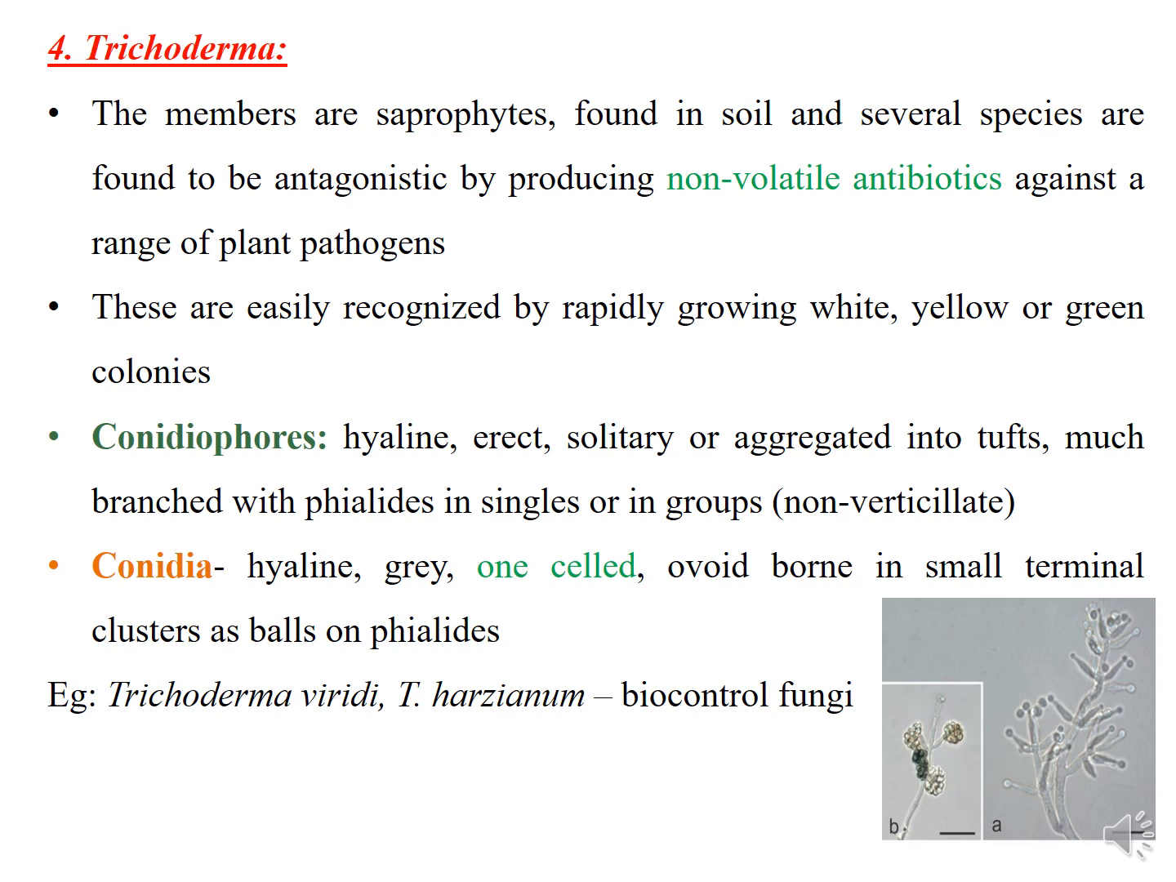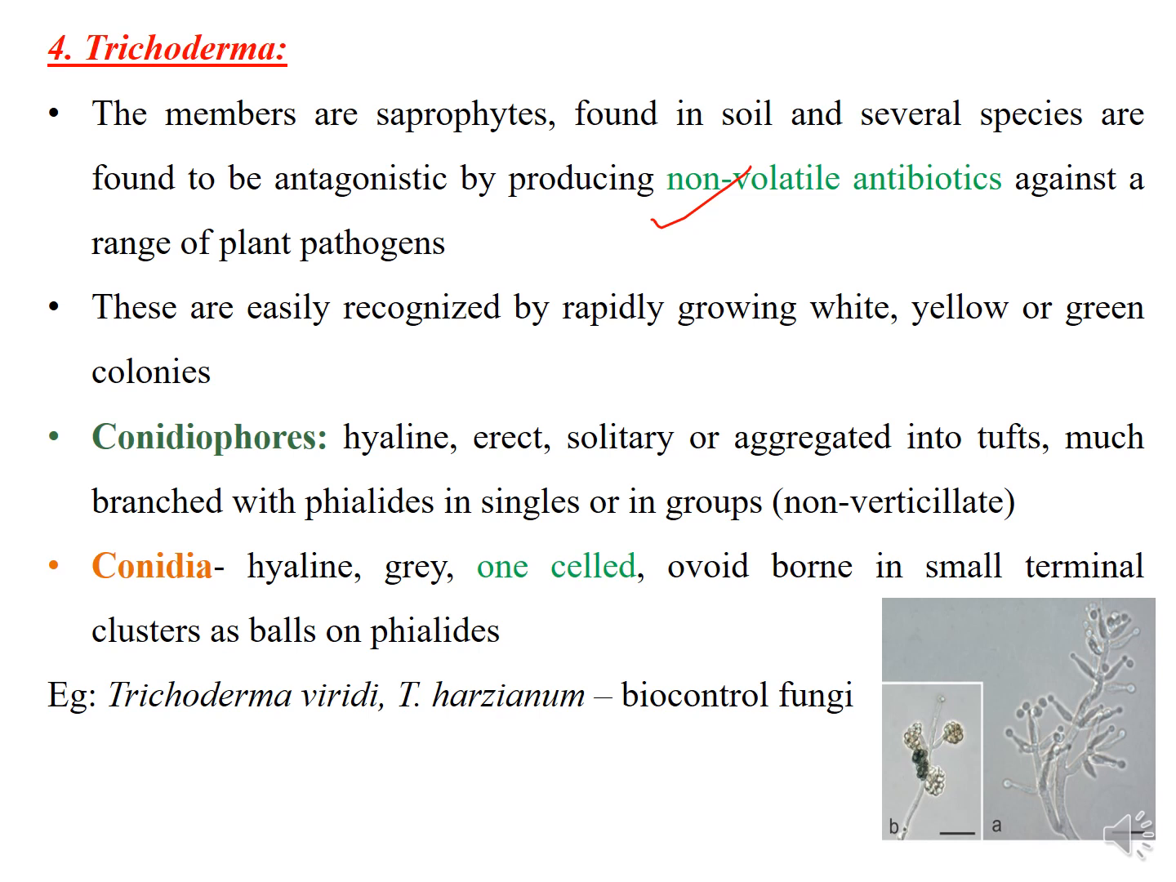Coming to the fourth genus, Trichoderma. These members are generally saprophytes in nature and are found in soil, and several species we utilize as antagonists because they produce non-volatile antibiotics against a range of plant pathogens. So Trichoderma we utilize as a biocontrol agent. These are easily recognized by rapidly growing white, yellow or green colonies. Trichoderma forms colonies of different colors: white, yellow or green.